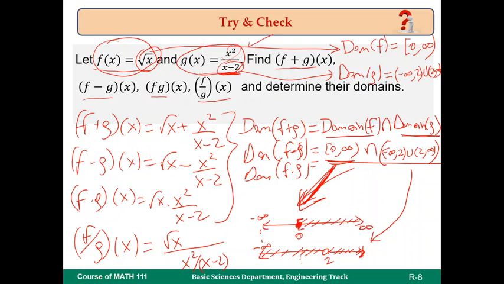Now, what is the intersection of them? Look at here. No intersection here, but there's intersection here, starting from 0, going up to 2, and 2 is not a common element. It's not mushtarak, but the others, they're all common. So you can write all of them as from 0 to 2, 2 is not included, union 2 to infinity. So this is the domain of f plus g, f minus g, or f times g.